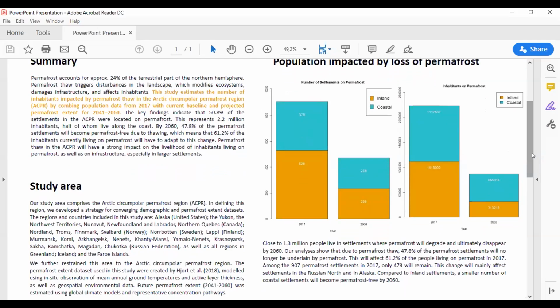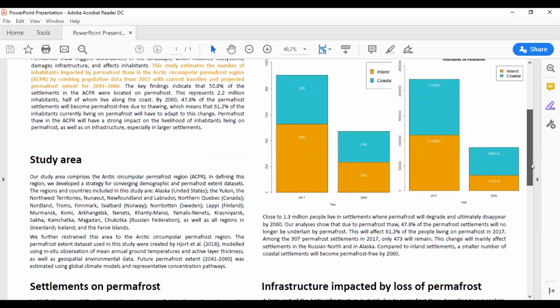First, because it affects the environment around these settlements on which people have their subsistence activities, but it also will impact the infrastructure in these settlements.